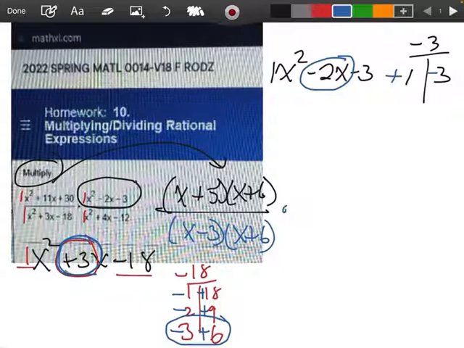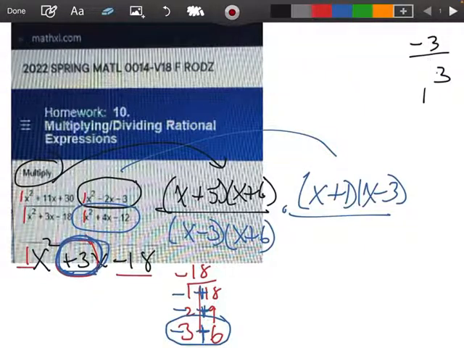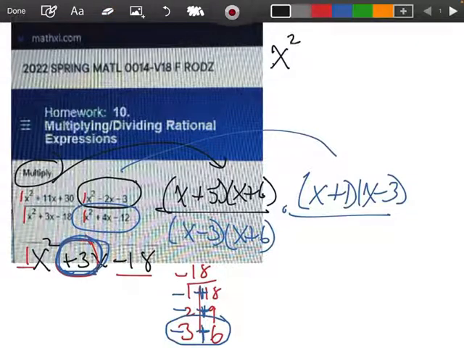I did the same thing here. I said, look, the middle number was positive, so the bigger numbers were also positive. Okay? So now we're going to have an x plus 1 and an x minus 3 for this one here. And then we'll do the same thing for this one over here. Okay? So again, let me clean up some of this mess. And I'm going to rewrite, let's see, x squared plus 4x minus 12.